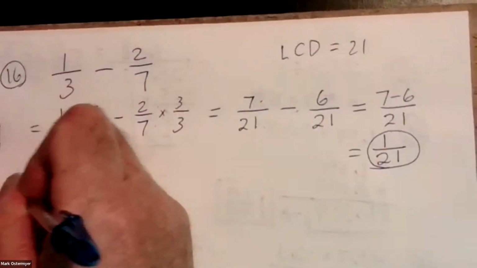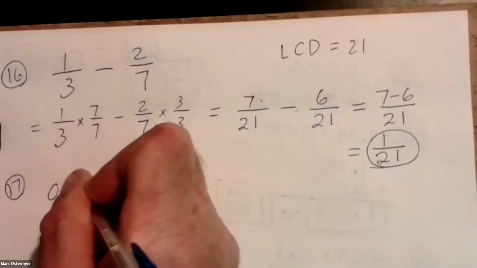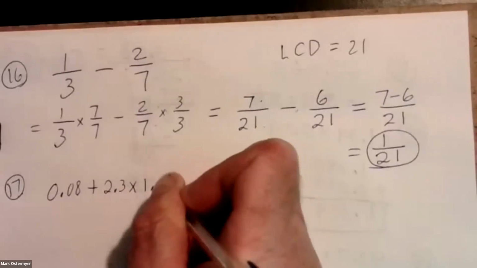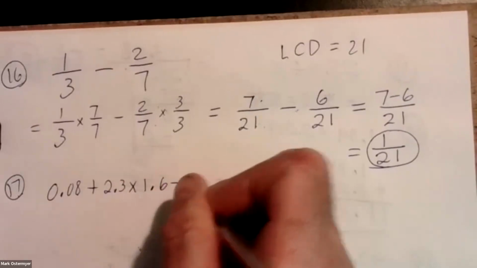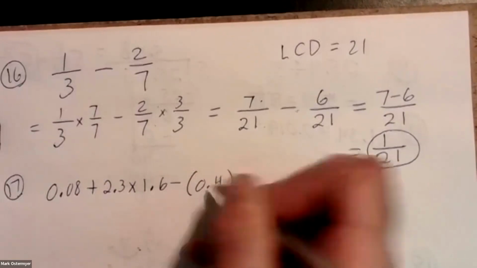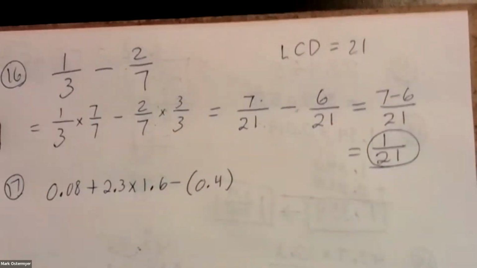Number 17 is 0.8. This one's a real mess. Got everything going on here. So this one here just looks like a 5-alarm fire drill, correct? Anyways, look at this mess we got here. This is crazy. What are we gonna do with this?